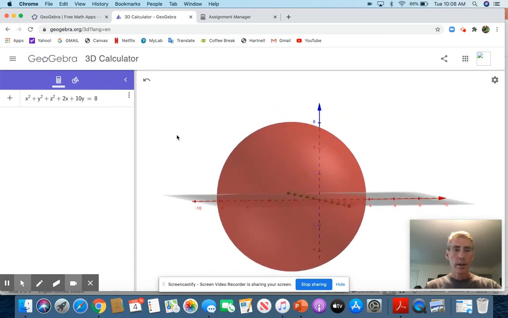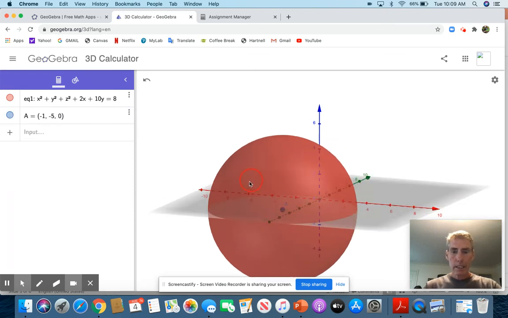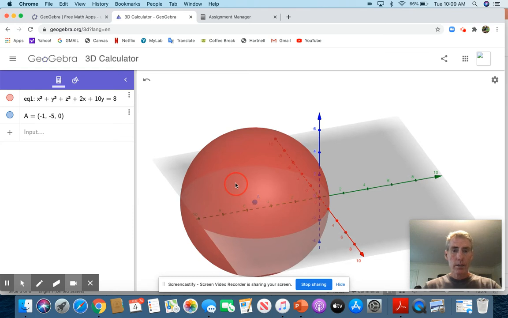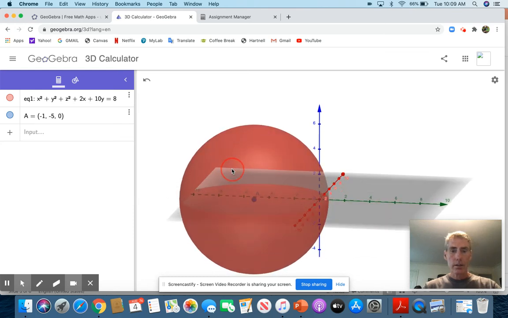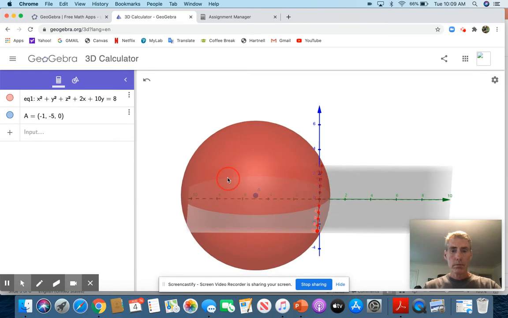So there's the sphere. But I want to make sure that I got it right. So I'm going to graph the center. So I'll call that point A, and equals. So for the center, I got -1, -5, 0. And that point, it looks like it is in the center. Now I need some mathematical way to see if I actually got that right.